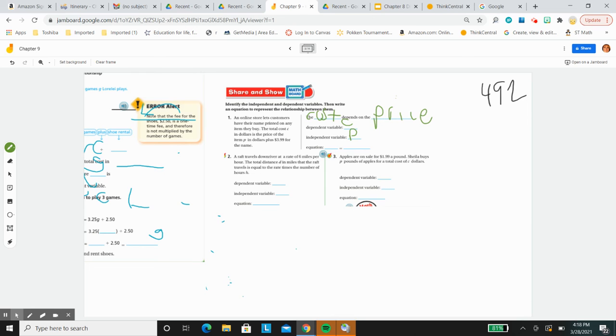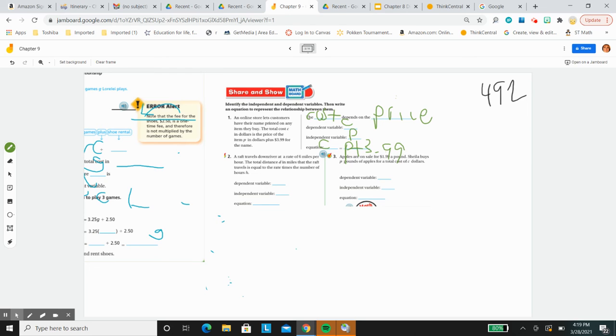So I'm going to make an equation. I've got an equal sign right here. I hope you see that. The dependent variable is off by itself at the end. The cost is the dependent variable. It is reliant on the independent variable, which is P, the price, plus $3.99, which is one of the constants.